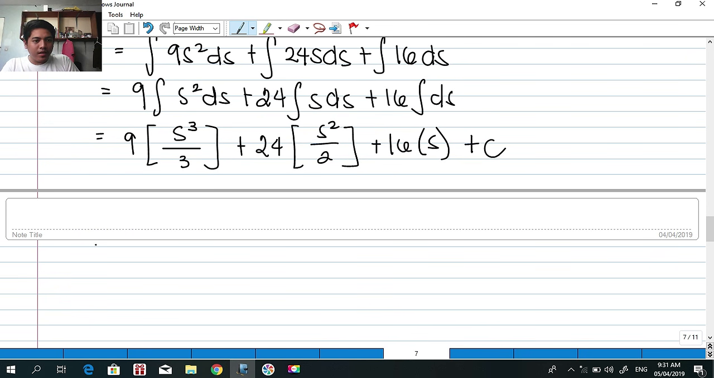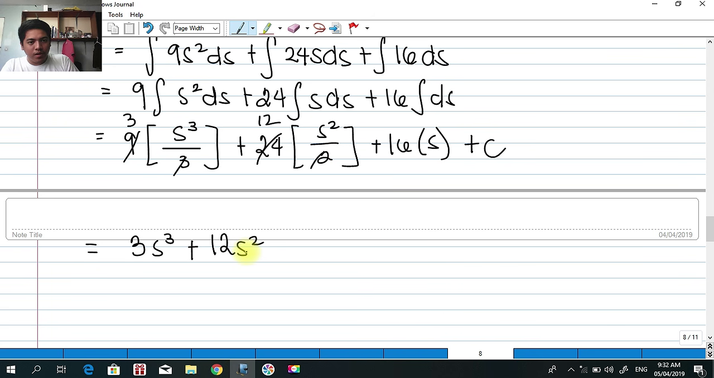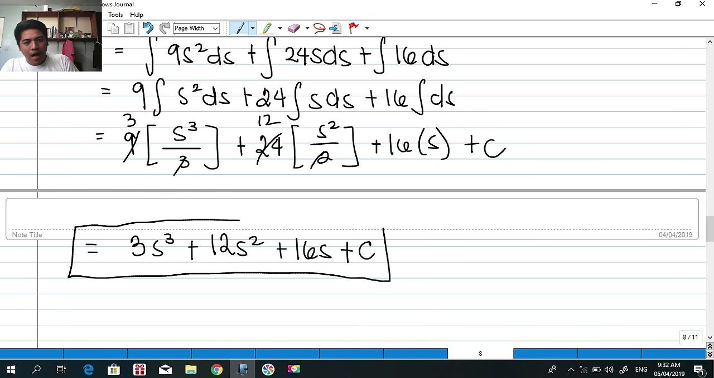So simplifying, 9 divided by 3 should be 3 and 24 divided by 2 should be 12. So we have here 3s cubed plus 12s squared plus 16s plus c. And this should be our answer.